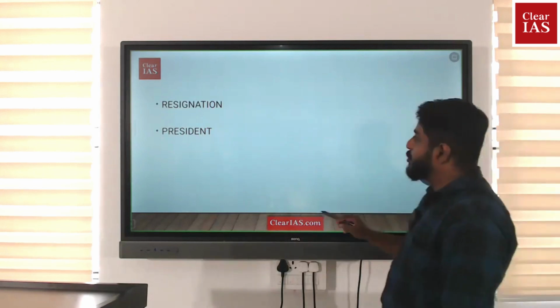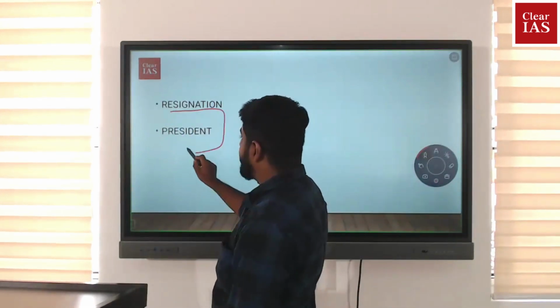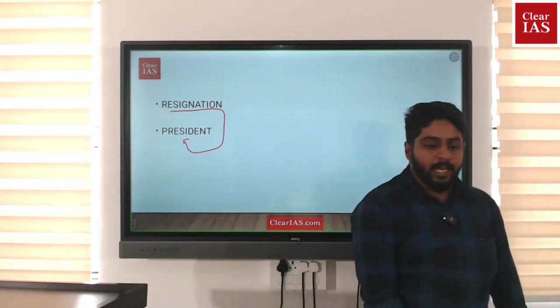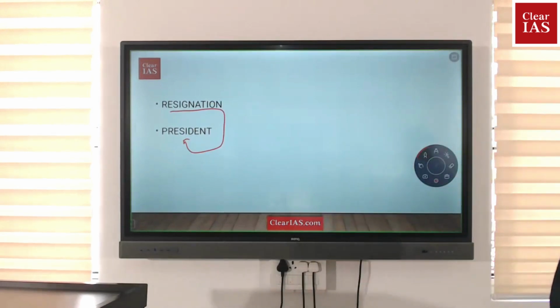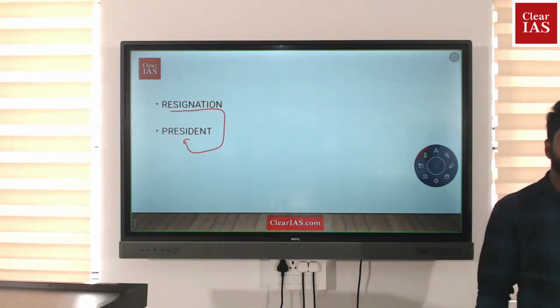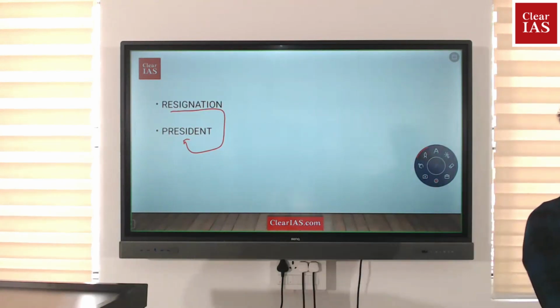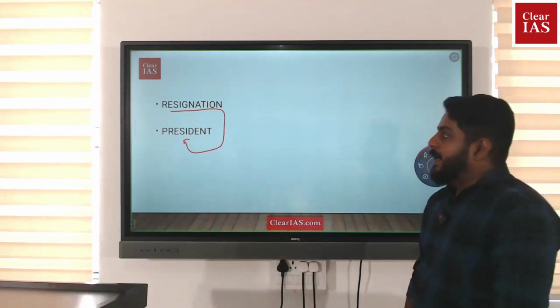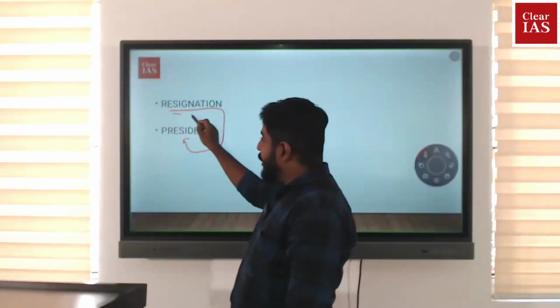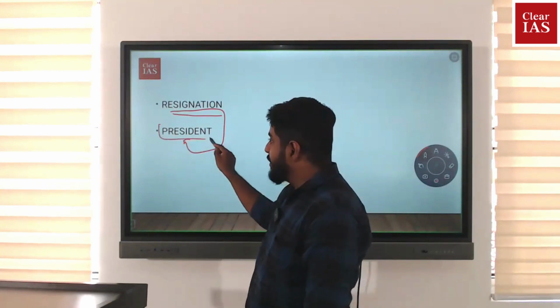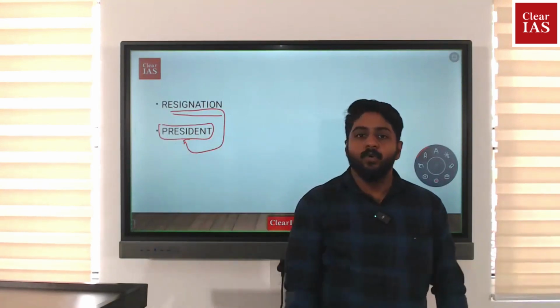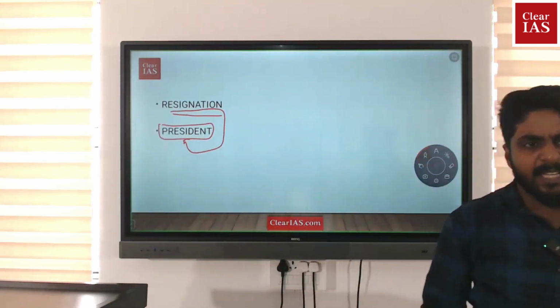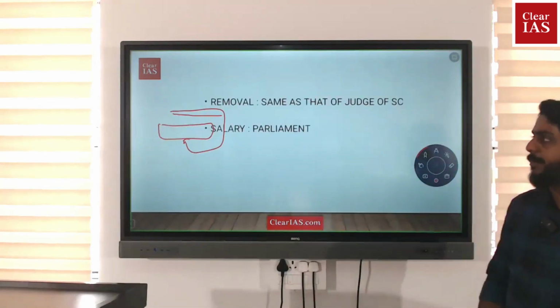The resignation will also be submitted to the President of India. He will address the resignation to the President of India. Reappointment in the case of Comptroller and Auditor General: is he capable of reappointment? No. Okay, fine. Now, when it comes to the resignation, it will be submitted to the President of India. Simple matters, all of these come under factual information.